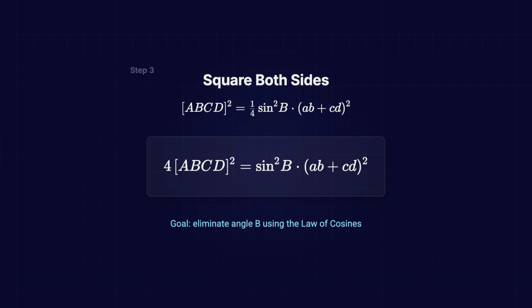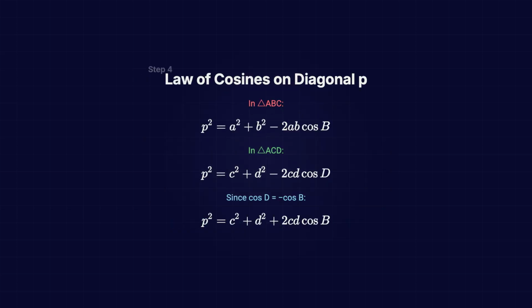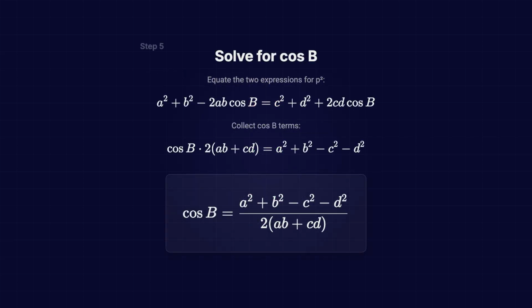To eliminate the angle, we can turn to the law of cosines. Applying the law of cosines to both triangles sharing our diagonal, we get these two equations. Remember how the cosines were exact opposites? We can use that fact to rewrite the second equation entirely in terms of cosine B. Now, we have two different ways to describe the square of that diagonal. If we set them equal to each other, a bit of algebraic restructuring allows us to isolate cosine B perfectly in terms of just the four side lengths.